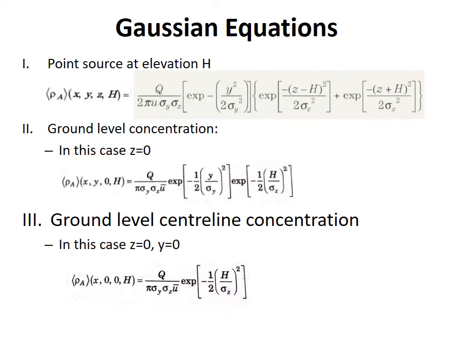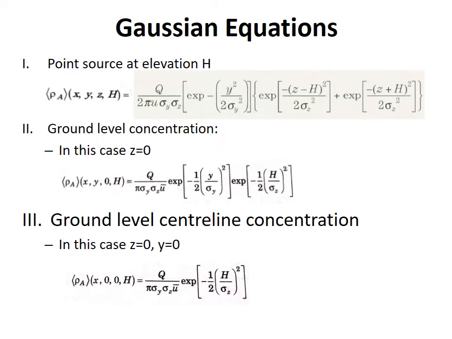Second case is the ground level concentration due to the point source. Since we have to find the ground level concentration, z is equal to 0 and the concentration at any point will be given as rho A (x, y, 0, H) equal to Q by pi sigma y sigma z u bar into exponential of minus 1 by 2 (y by sigma y) the whole square into exponential of minus 1 by 2 (H by sigma z) the whole square.